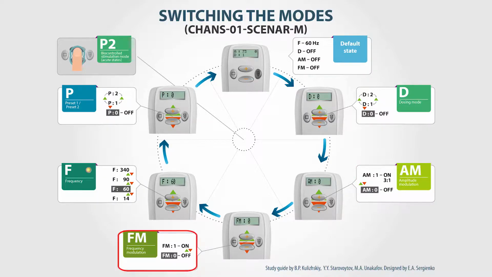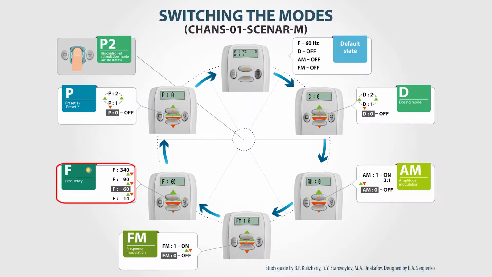The next parameter is the frequency. The default frequency is always 60 Hz. We can increase or decrease the frequency by pressing the plus or minus button. Press the plus button 1 time to set the higher frequency of 90 Hz and 2 times to set the frequency of 340 Hz, or press the minus button to set the lower frequency of 14 Hz.